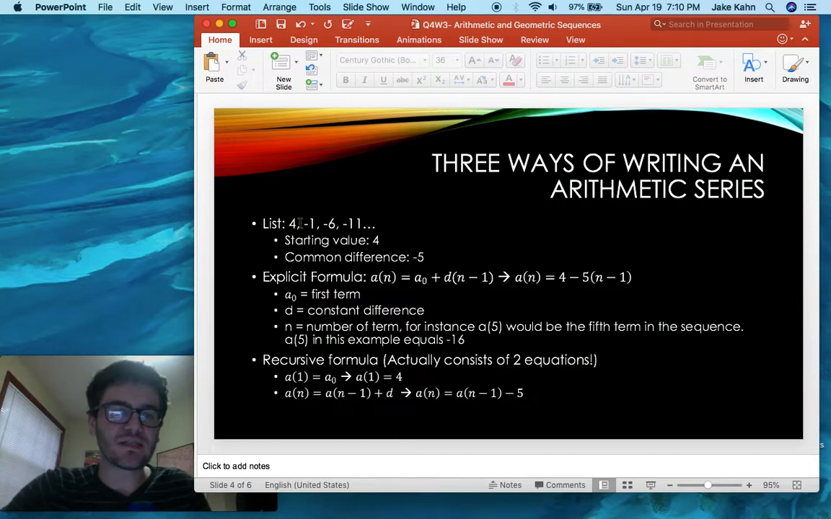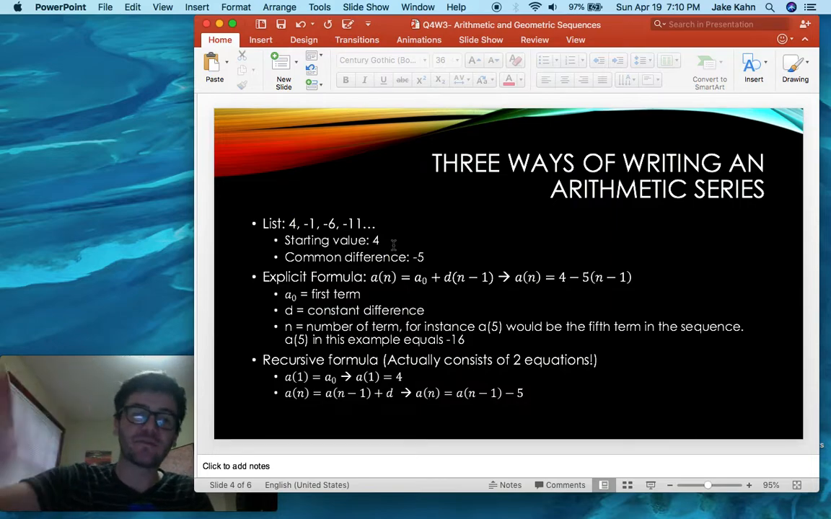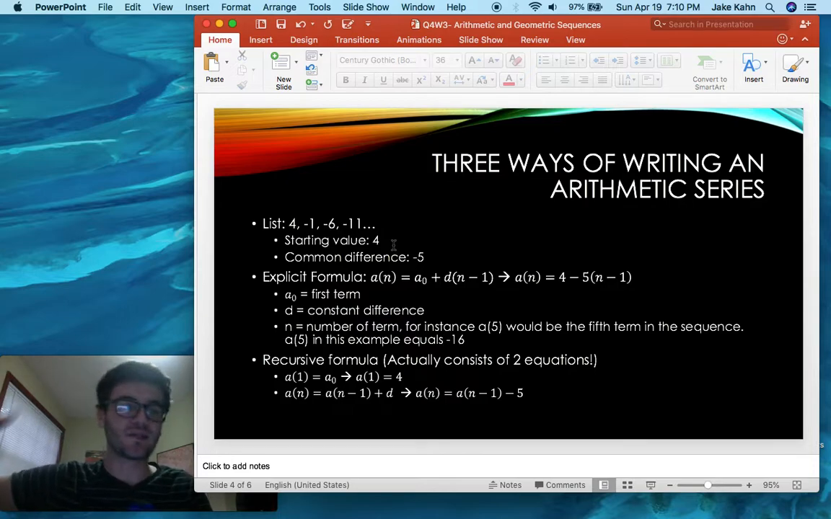Let's say that I have a list of numbers 4, -1, -6, -11, and so on, meaning it goes on forever. That pattern continues. This is a sequence with a starting value of 4, and the common difference is -5. If you subtract 5 from a number, you get the next number. 4 minus 5 is -1. -1 minus 5 is -6, and so on. It keeps decreasing by 5. If it was increasing by 5, your common difference would be +5.